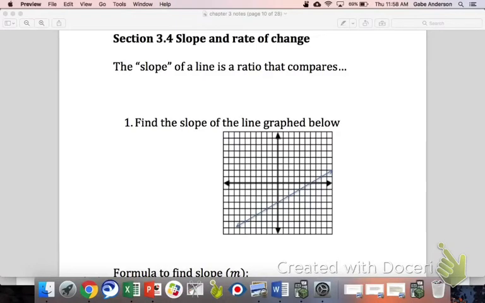This is the intro video for Algebra 1, section 3.4. We're going to be looking at slope in this video. So we're going to start off by defining slope.